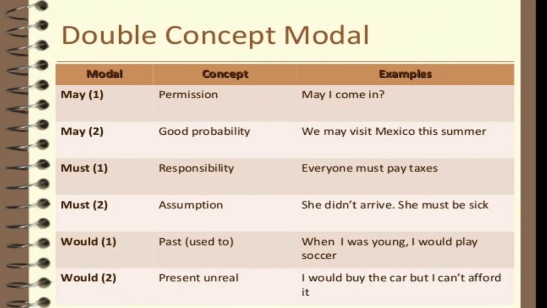Okay, let's move forward with more. There are some double concept modal verbs. Look at the example of may. One concept is permission, and the second concept is good probability. For example, may I come in? This is permission. And we may visit Mexico this summer. This shows good probability. Similarly, look at must: responsibility and assumption. Everyone must pay taxes. This shows responsibility, whereas she didn't arrive, she must be sick. That's an assumption. There are more examples you can look at as well.